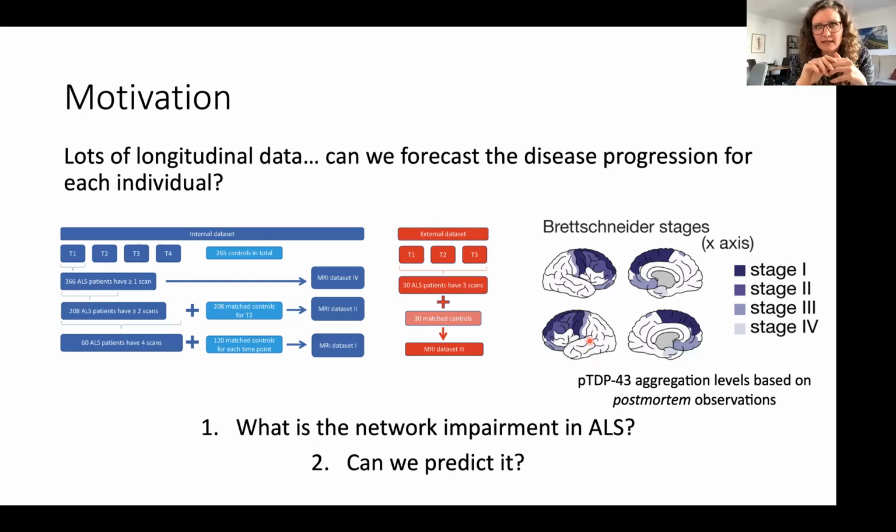So we were like, okay, a protein spreading from a region to another region, what's that for us? That's a random walker, right? So first we need to make clear what is this network impairment that we are trying to model. We need to look at the data and see what exactly is happening in the network of the patient over time. And then we will use a random walker to predict it.